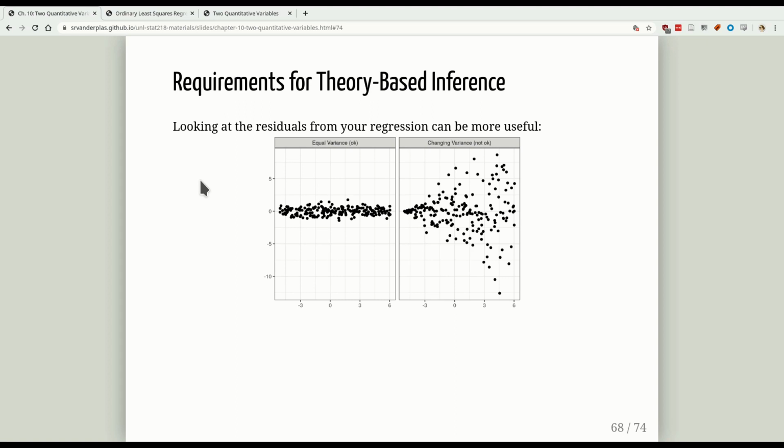So that fan shape is something that we need to look for, and something that we need to not see to safely do theory-based inference.